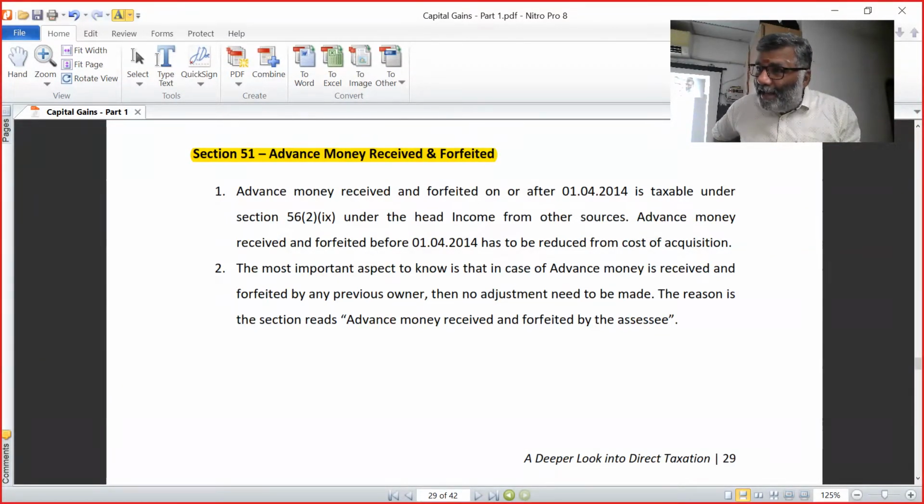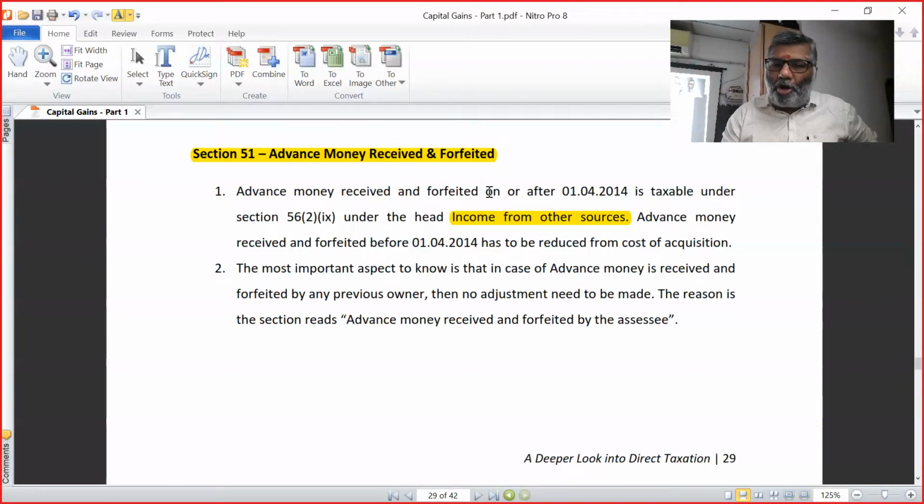Transfer was not there. So this advance money forfeited is not taxable under capital gains. Initially, it was not getting taxed anywhere. The Act was changed in 2014. That's why I say now it is not there. Now the law says advance money forfeited is taxable as income from other sources.